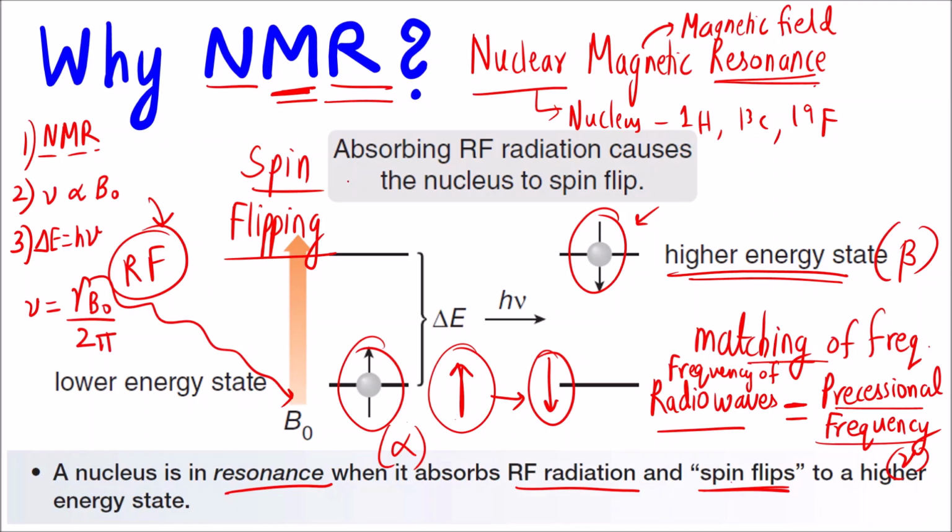In the next video we'll see what the conditions are for NMR active nuclei. Not all nuclei are NMR active. NMR active means it will absorb RF frequency or a radio frequency pulse. So what is the condition for NMR active nuclei, that we'll see in the next video, followed by the instrumentation of the NMR instrument.